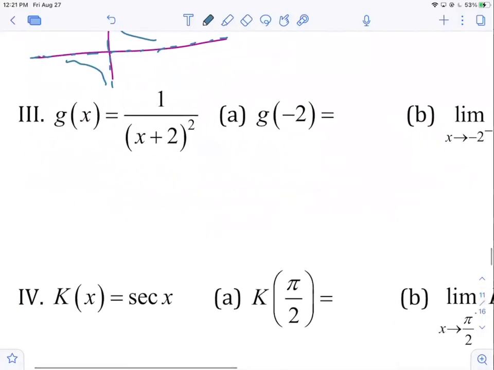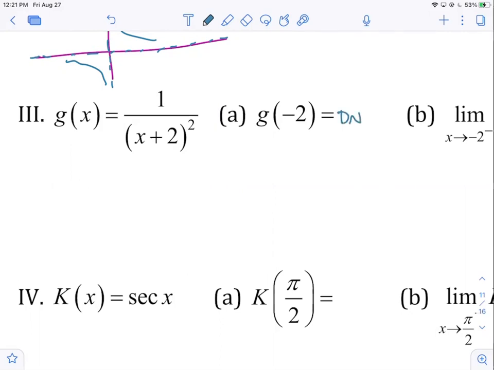So once again, let's pretend we don't know what the graph looks like. If you just analyze g of x, it's 1 over (x plus 2) quantity squared. X can't equal -2. It's not in the domain. It gives us division by 0. But g of -2 would be 1 over 0. Non-zero over 0 means vertical asymptote. So once again, before we even work with the problem, we know going in that there's a vertical asymptote for this function at -2, which means that the limits will not exist. And g of -2 is also DNE.